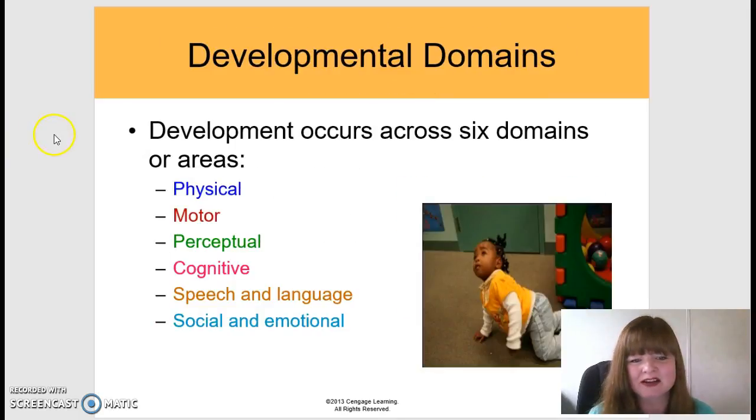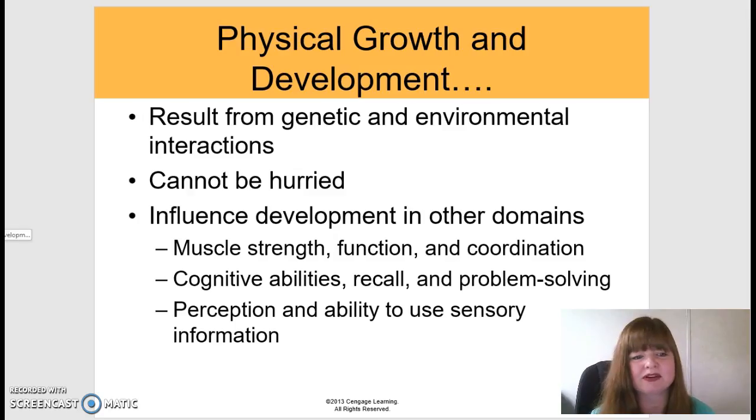Some of the developmental domains that we deal with are the 6 basic domains, and we're going to look a little bit at these here in a minute: the physical domain, motor, perceptual, cognitive, speech and language, and social and emotional. So first let's look at physical growth and development.